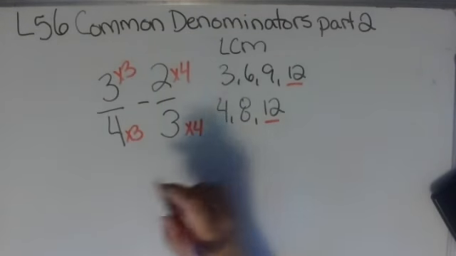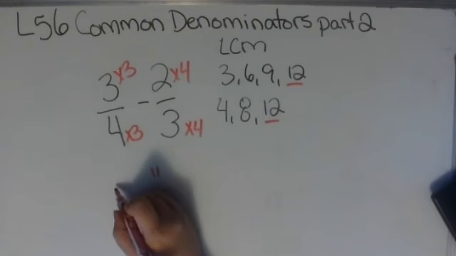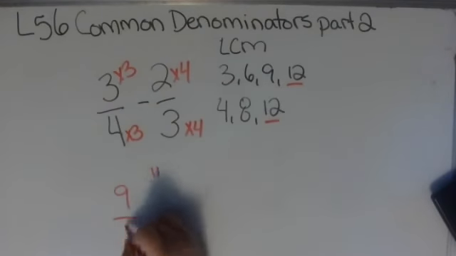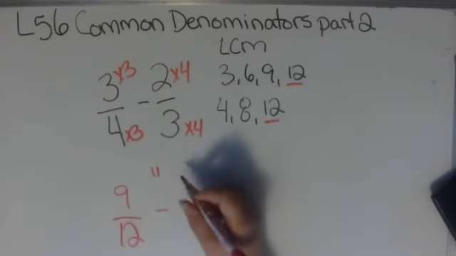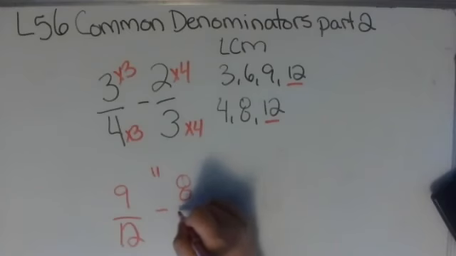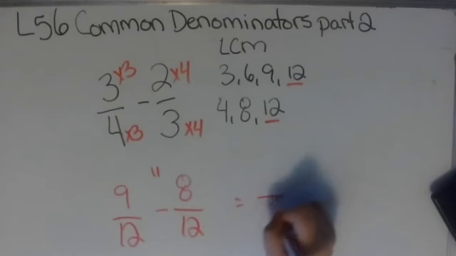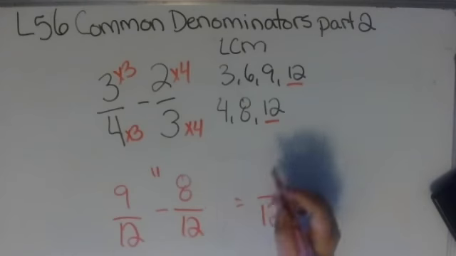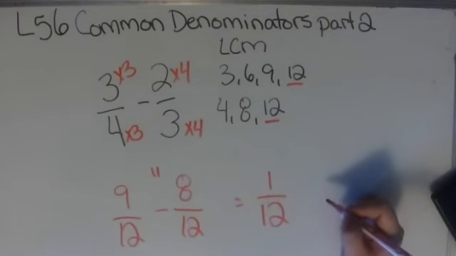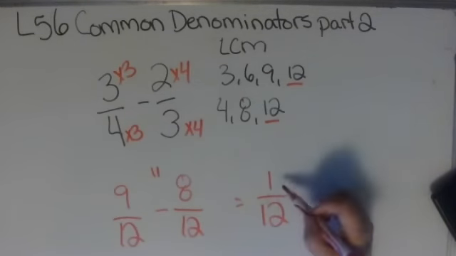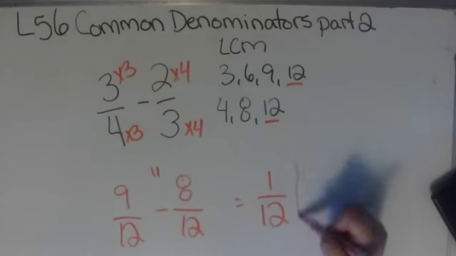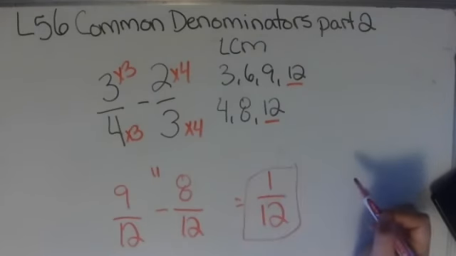And then I'm going to have new fractions. So this makes 3 times 3 is 9, 4 times 3 is 12, take away 2 times 4 is 8, 3 times 4 is 12. And I now do my subtraction. So I have something over 12. 9 take away 8 is 1. I have 1/12. And I know this is lowest terms because 1 I cannot divide by anything except 1. So this is lowest terms, finished.